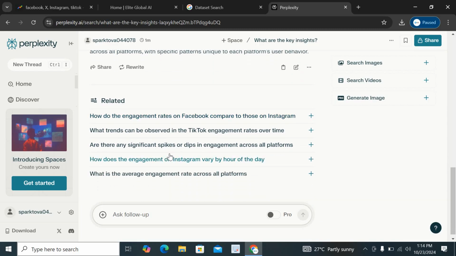Right. So one thing I love about Perplexity, like I said in the first video, is that it gives you related topics or related questions that you can ask it from whatever the initial prompt was or whatever the initial conversation was about, right? So we can have, how do the engagement rates on Facebook compare to those on Instagram? What trends can be observed on the TikTok engagement rates over time? Are there any significant spikes or dips? How does the engagement on Instagram vary? What is the average engagement rate across all platforms?